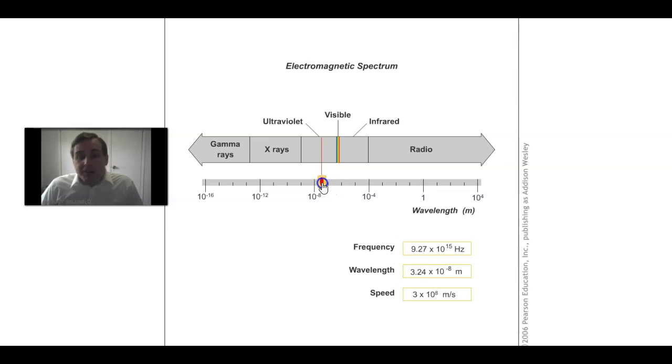Ultraviolet is higher frequency, higher energy than visible light. Ultraviolet radiation is absorbed by Earth's ozone layer. Ultraviolet radiation is also what gives us sunburns or skin cancer. And repeated exposure to ultraviolet radiation can be damaging to biological systems.